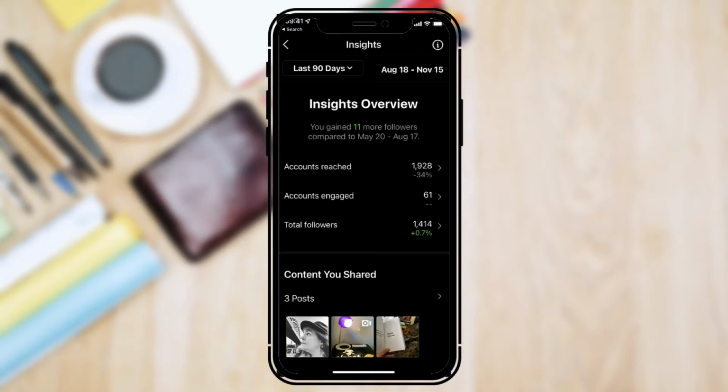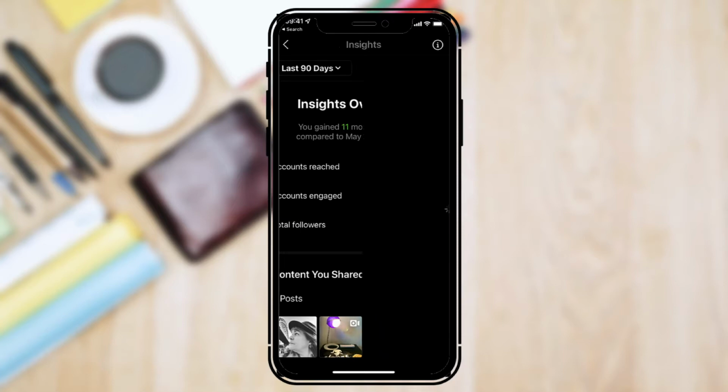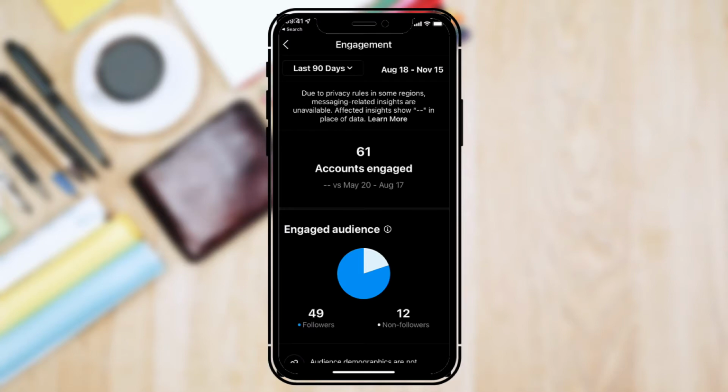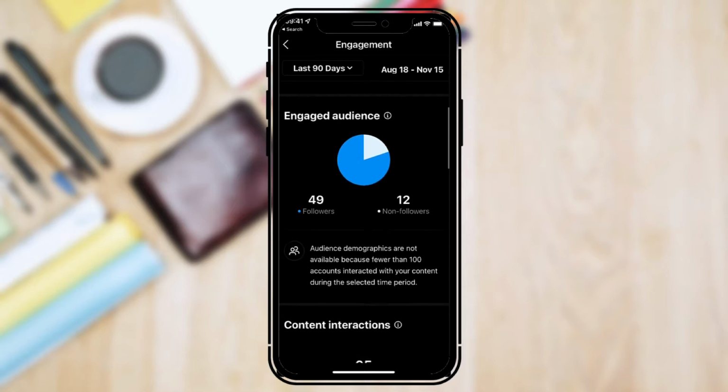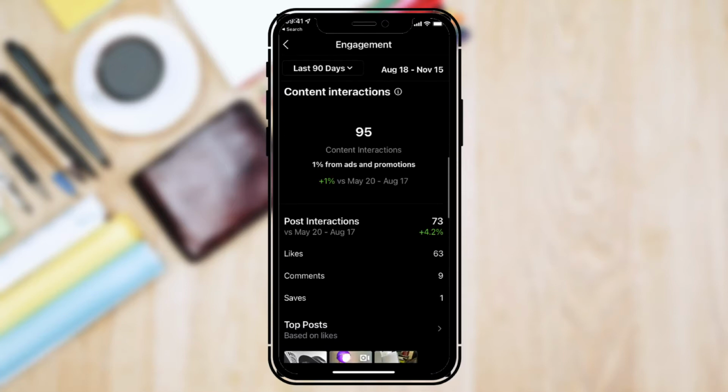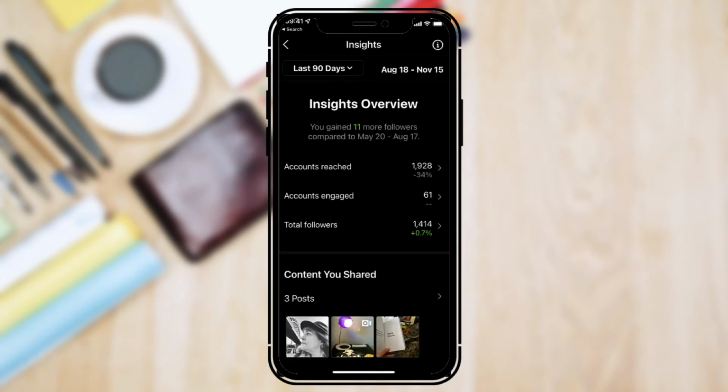Secondly, I can go into accounts engaged. So these are the people who have engaged with my content, not just seen it fleetingly in their feeds. And here we've got that pie chart again showing me that actually my followers are engaging more than my non-followers, which is to be expected. Below we can see the types of engagement, but this isn't broken down into followers or non-followers. And the final place we can see this information is actually in the post by post analytics.